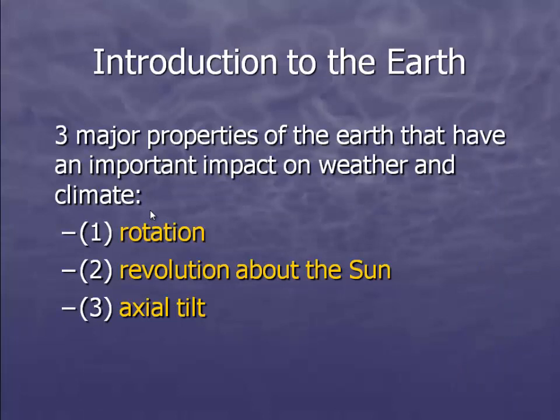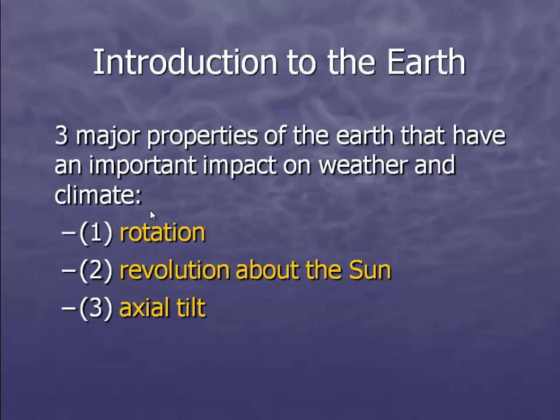The three most important things, and the things you're going to be tested over on your first test for this particular online class, is that one of the questions is going to focus on the three major properties of the Earth that have an important impact on weather and climate. So this would be one of those things you want to pull out a piece of paper or notepad and jot down some of these very important ideas. We're going to talk about all three of these today in depth: rotation, revolution around the sun, and also the axial tilt of the Earth. These three properties govern weather and climate on the surface of the Earth.